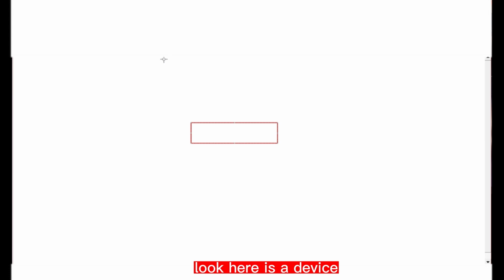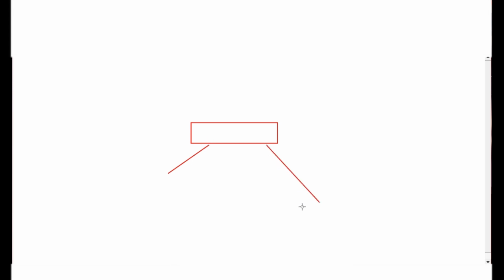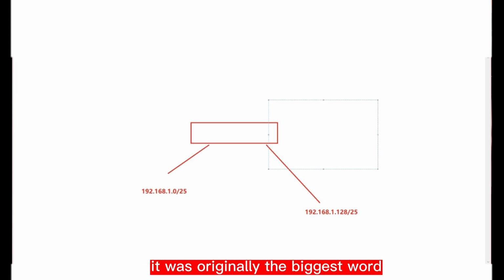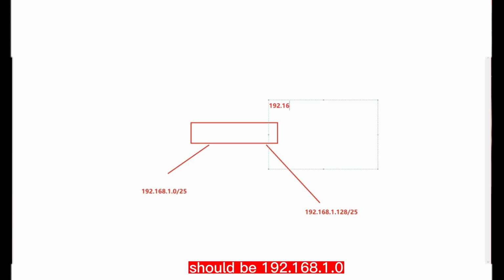Look, here is a device. In this device, I now segment the network into two different subnets. For example, it's two divisions of a company. Left is 192.168.1.0 with a 25-bit mask. Right is 192.168.1.128 with a 25-bit mask. Actually, the original network should be 192.168.1.0 with a 24-bit mask. I have now subnetted.